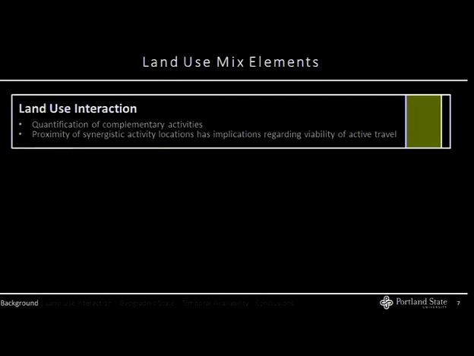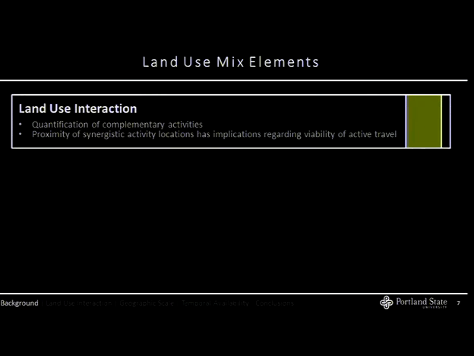The first of which is this notion of land use interaction. So how do we quantify the complementarity of different activity locations? These activity locations are the proxies for which land uses are being calculated in these mixed constructs. And so we know that the proximity of synergistic activity locations has implications regarding the viability of active travel decisions.